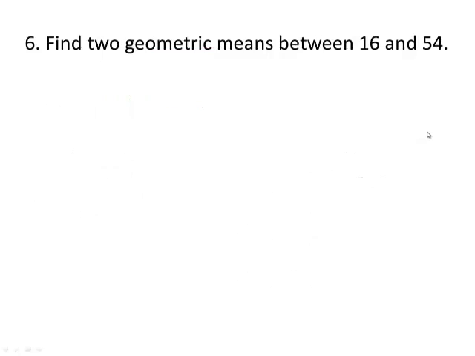Number 6. Find 2 geometric means between 16 and 54. Kind of the same thing, but this time it's geometric. We're going to want to find 2 things in between here to give me 54. This time it's geometric, and we cannot think of it as a slope because this is not a slope, it's a curve. Geometric is exponential. It's an exponential function that has a curve. So now I'm going to have to approach this a little differently.